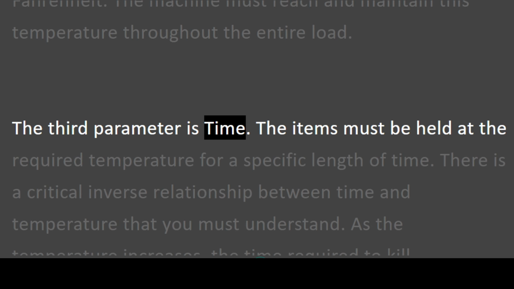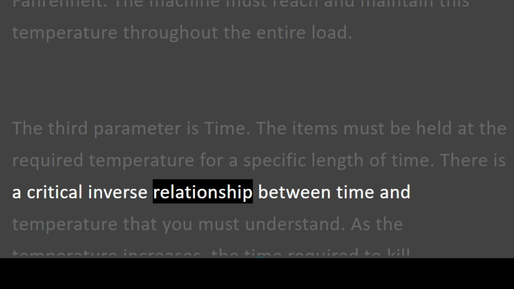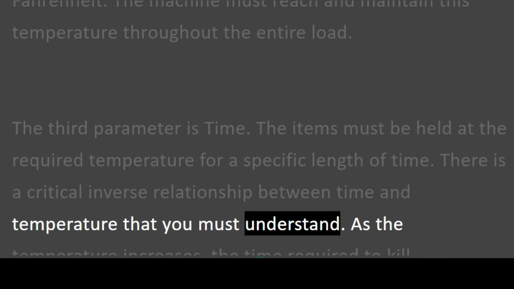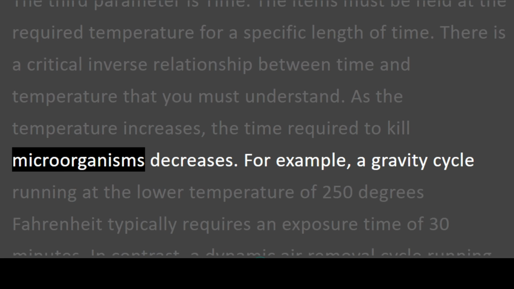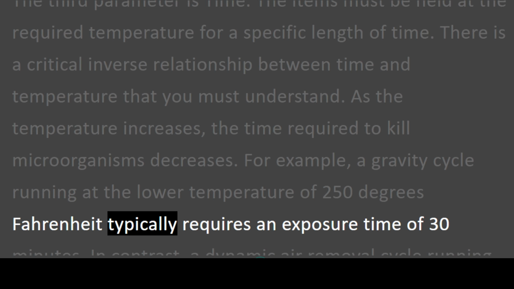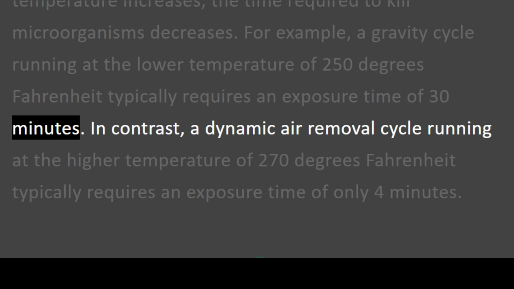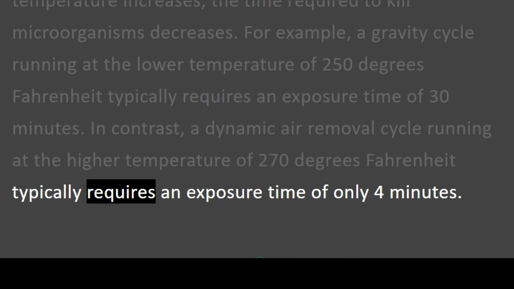The third parameter is time. The items must be held at the required temperature for a specific length of time. There is a critical inverse relationship between time and temperature that you must understand. As the temperature increases, the time required to kill microorganisms decreases. For example, a gravity cycle running at the lower temperature of 250 degrees Fahrenheit typically requires an exposure time of 30 minutes. In contrast, a dynamic air removal cycle running at the higher temperature of 270 degrees Fahrenheit typically requires an exposure time of only 4 minutes.